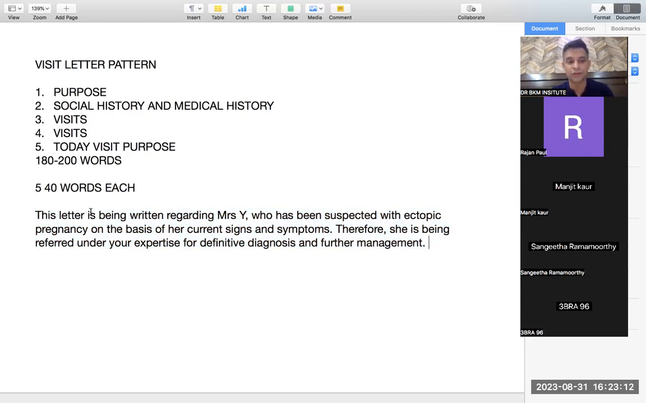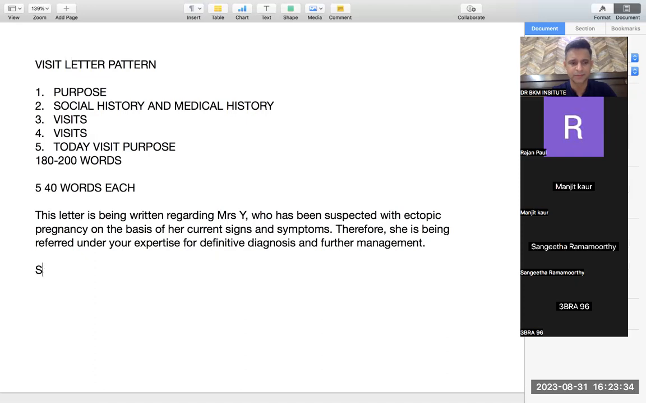If you do the word count: 1, 2, 3, 4, 5, 6, 7, 8, 9, 10, 11, 12, 13, 14. Almost 14 into 3 will make it around 42 words. How simple. But in the exam, you will never mention these numbers of words. Make sure. Second thing, then you will talk about the social history and medical history.